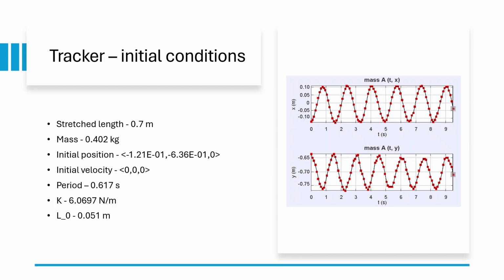And here are the initial conditions that I found from my Tracker video. First, the stretch length of the spring was 0.7 meters. The mass was 0.42 kilograms. The initial position is that, and the initial velocity is 0, 0, 0. The period, which I found by comparing the peaks on the Tracker graph and finding the time between each of those and finding the average, I found to be 0.61 seconds. K, which I found by using the formula described before, and then L, the relaxed length of the spring, which I found by taking the forces when the spring was relaxed, adding them up and solving for the relaxed length.